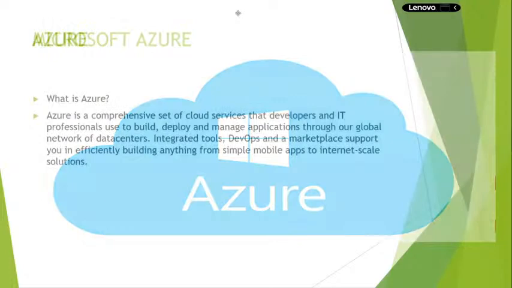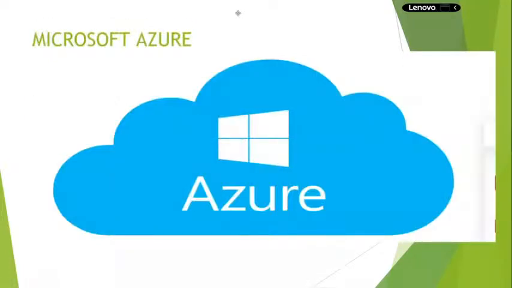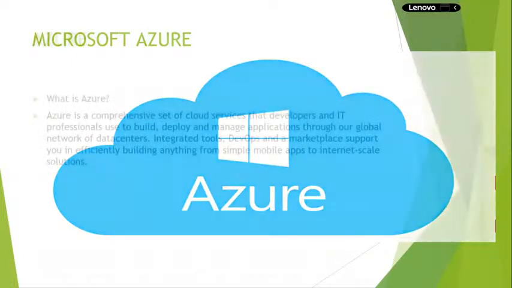Azure is a comprehensive set of cloud services. Note it down. What is Microsoft Azure? Azure is a comprehensive set of cloud services where we can build, deploy, manage, and access applications through global network data centers. It is called Microsoft Azure. Okay, this is the exact definition. This definition is provided by Microsoft, not by me. As it is, I copied and pasted it here.